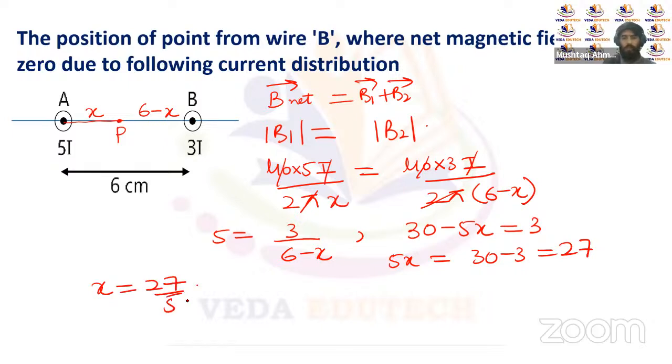So this is the distance from wire A, or the position from wire A, at which the net magnetic field due to these distributions of currents 5I and 3I is actually equal to 0, right?